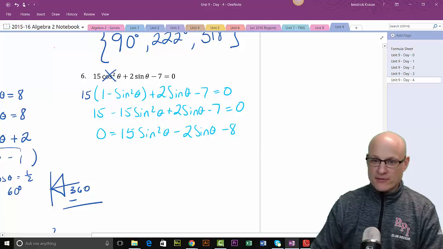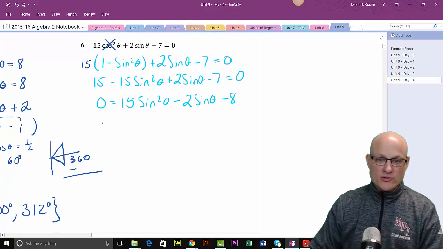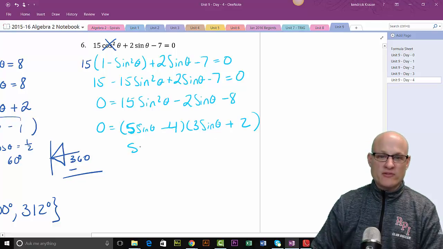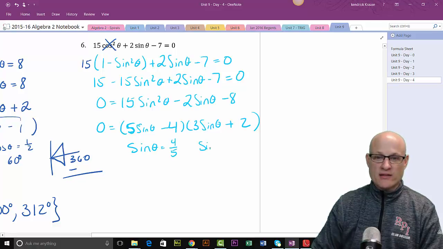Just checking to make sure I got my math right. Not that my answer key is helpful. 0, I'm going to guess 5 sine theta and 3 sine theta. See, I need to make up 2. If I make this 4, this will be 4 and this will be 2. This is negative and positive. So this gives me sine theta equals 4/5 and sine theta equals negative 2/3.